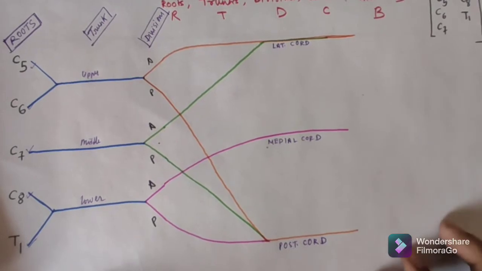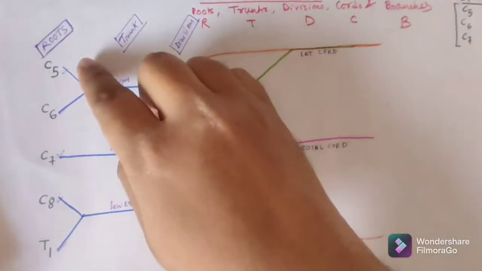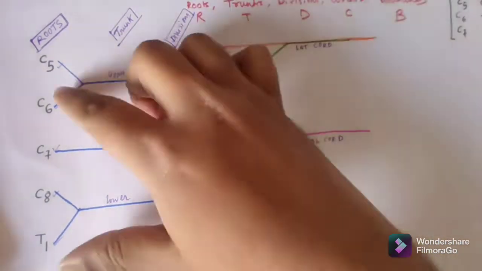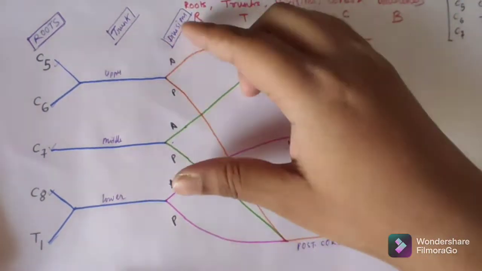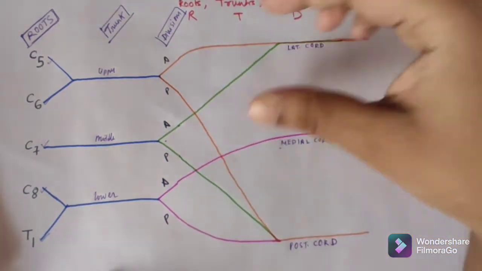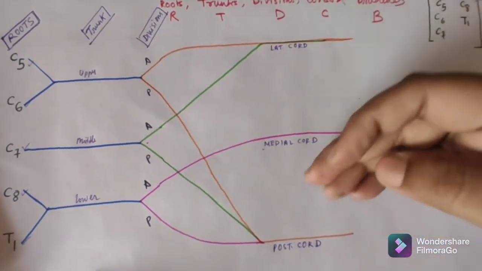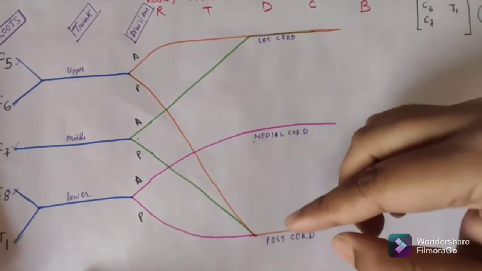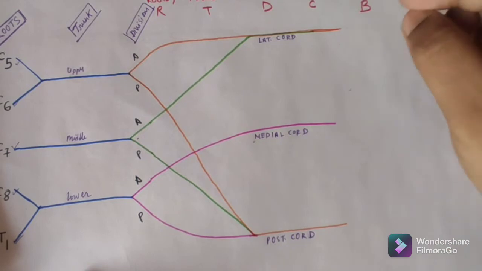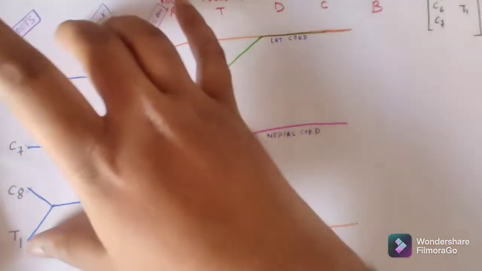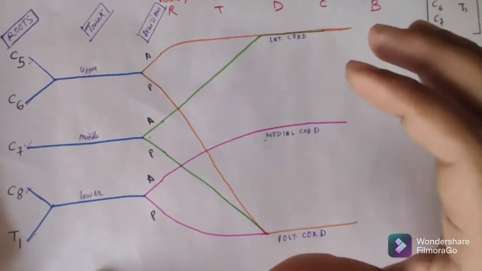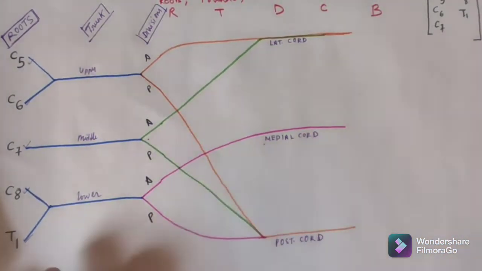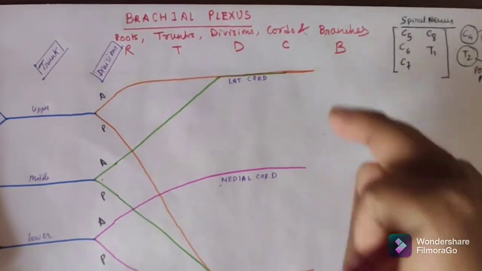Okay, so first we learnt about the roots, which participate in the formation of the brachial plexus. Then we learnt about the trunks, then the divisions, and then the cords which form the brachial plexus: the lateral cord, the medial cord, and the posterior cord. Okay. Now this portion is very much important, so you must remember this well. Okay. Now let's form the branches.